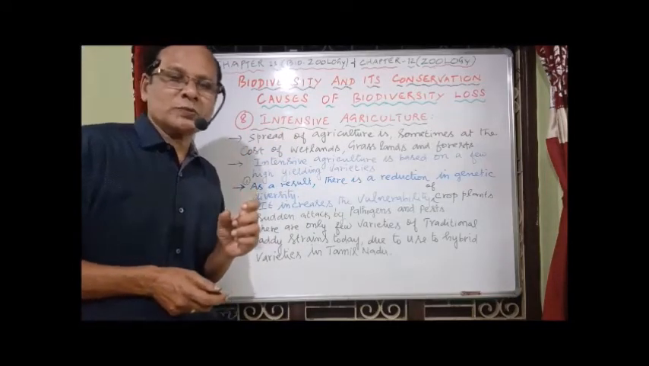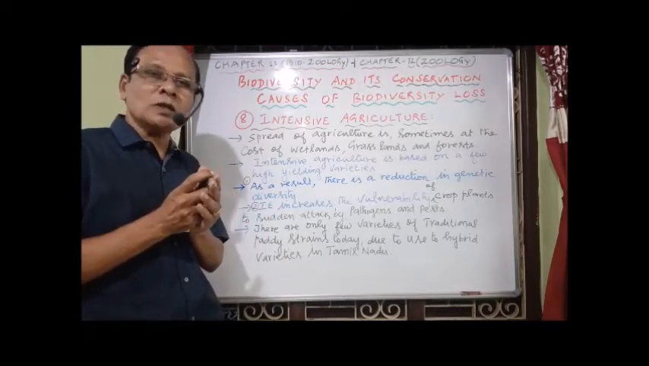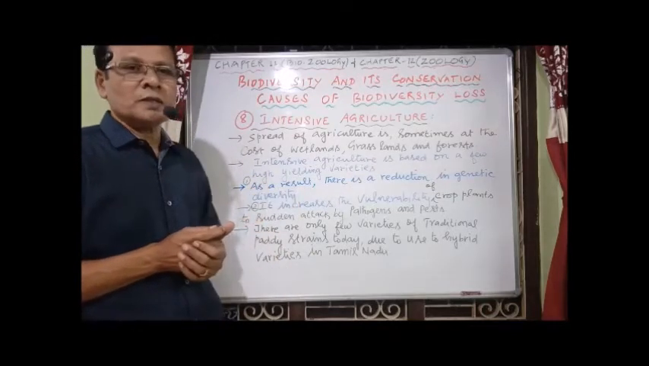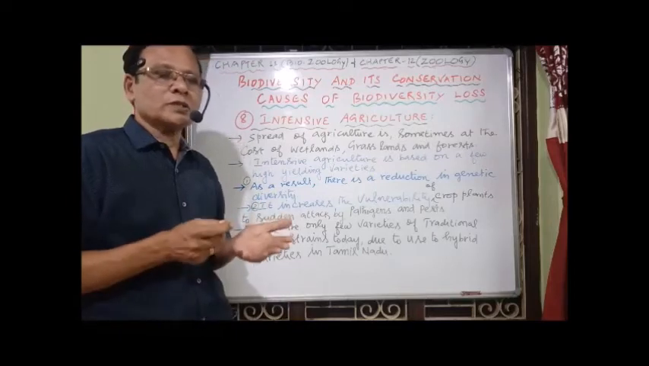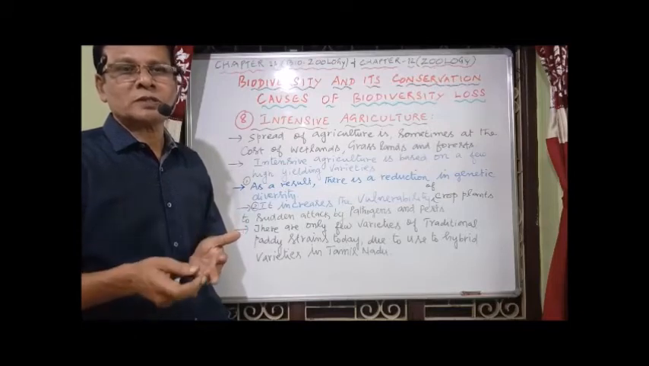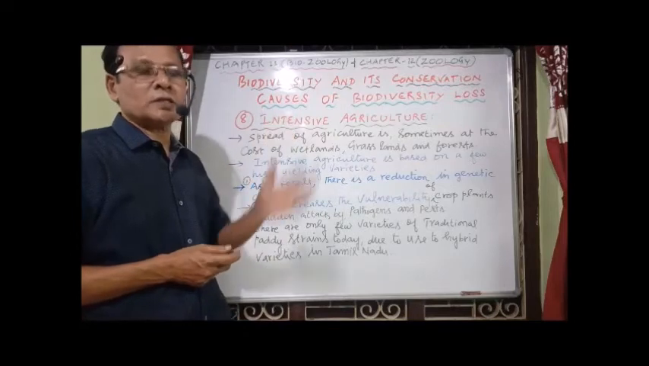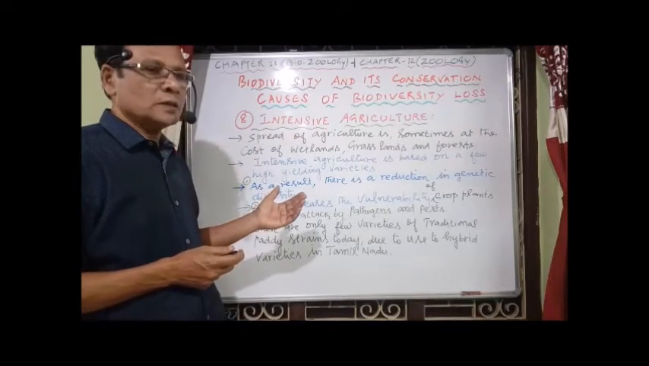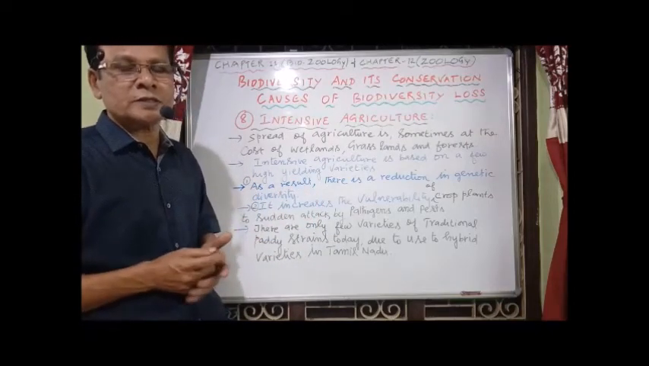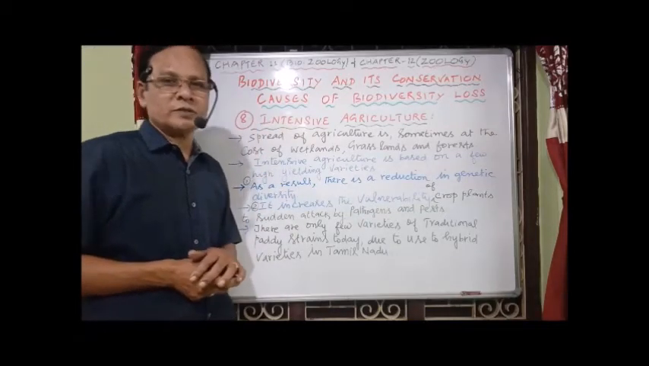We are doing the hybridization process by crossing two different varieties to get more yield. As we are concentrating only on high yielding varieties, there is a reduction in genetic diversity, and also the plants are vulnerable to pathogens and pests because they are non-resistant to diseases. So these are all the different causes of biodiversity loss. Now we look at the human activities, direct and indirect, responsible for the loss of biodiversity.